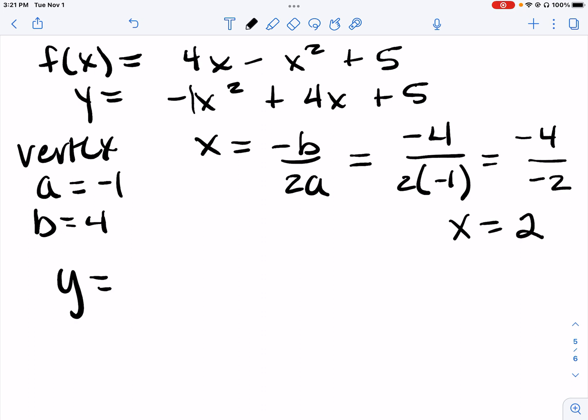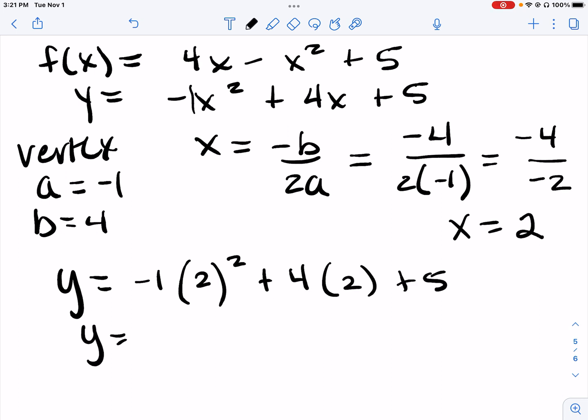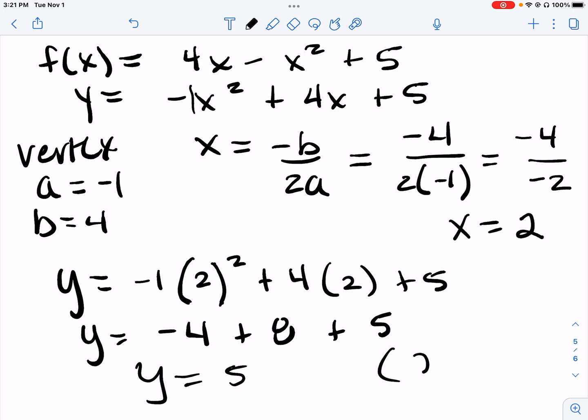To get y, we plug in. We do the exponent first. 2 squared is 4, times negative 1 is negative 4. 4 times 2. So 8 minus 4 is 4, plus 5 is 9. So 2, 9 is our vertex.